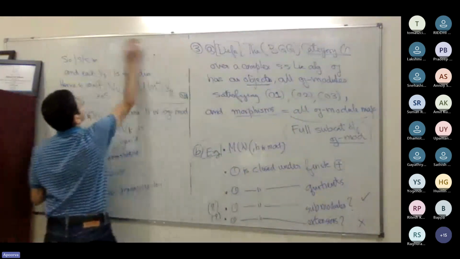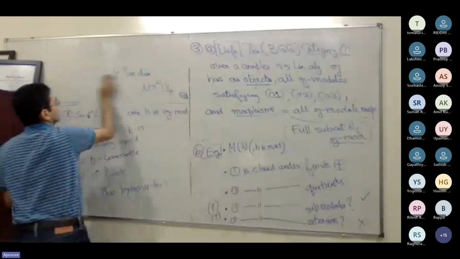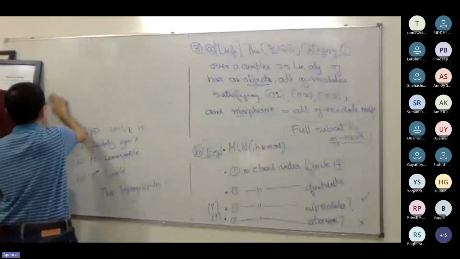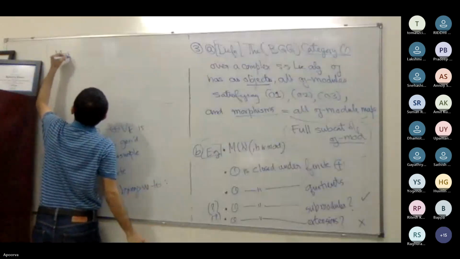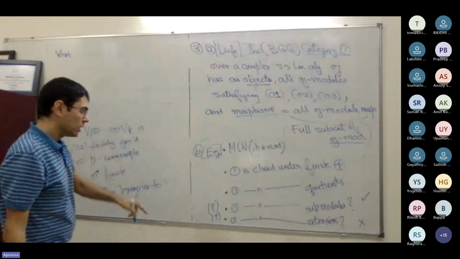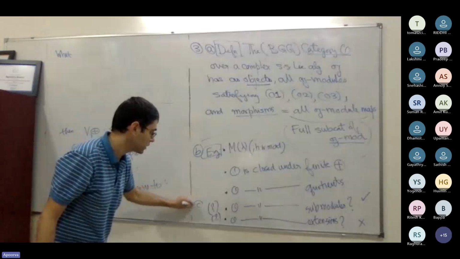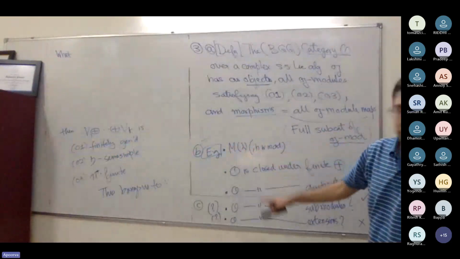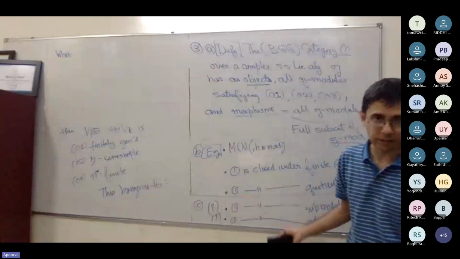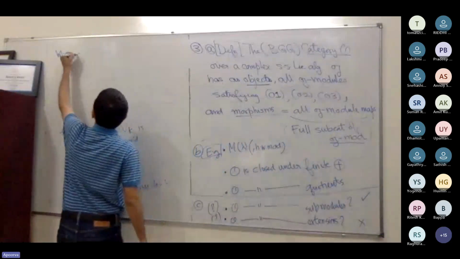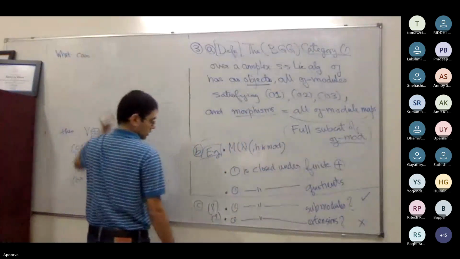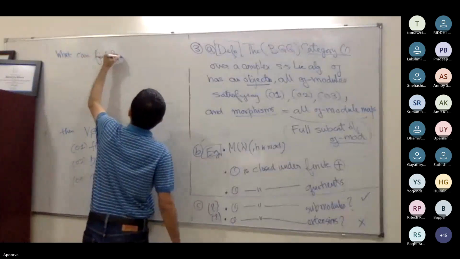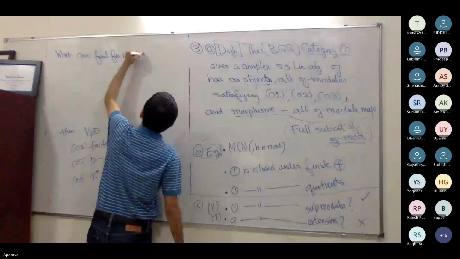So clearly, the submodule thing works, so I'm not discussing it. But what can fail? Maybe I should call this part C, because the examples in part B are sort of immediate. The examples in part C are not yet done. So what can fail for extensions?